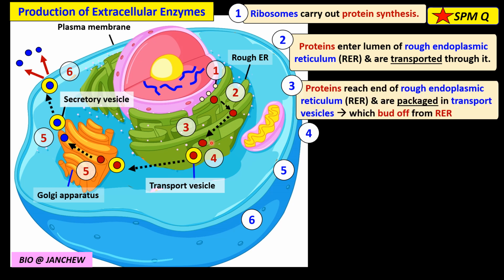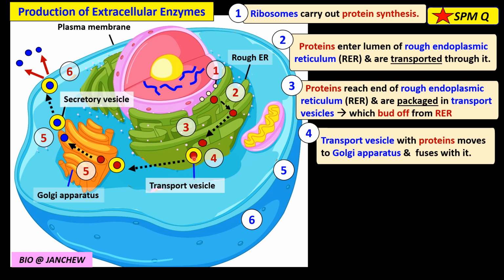Next, number 3, the proteins reach the end of the rough endoplasmic reticulum. They are packaged in transport vesicles, which are like tiny bags that contain the proteins. These transport vesicles bud off from the rough ER; they are formed by the rough endoplasmic reticulum. Then number 4, they will move with the proteins to the Golgi apparatus. The next stop is the Golgi apparatus, which is the orange structure here, and the transport vesicle will fuse with the Golgi apparatus.